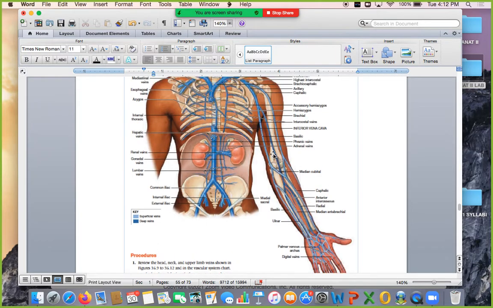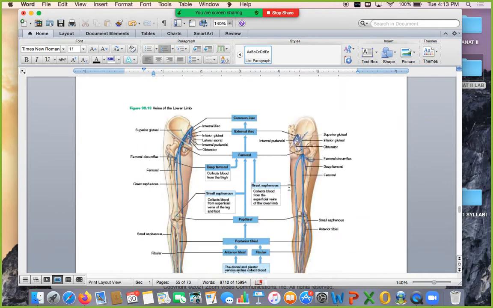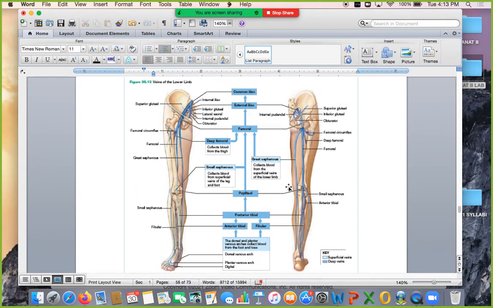We have the median cubital, which is going to run up into the basilic and eventually become the axillary. On this side, we have the cephalic at the top, and it's going to run into the median cubital down there. All right, so the veins of the lower limbs.